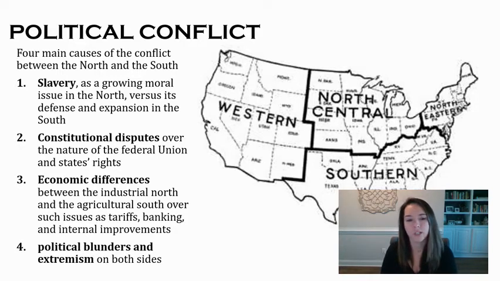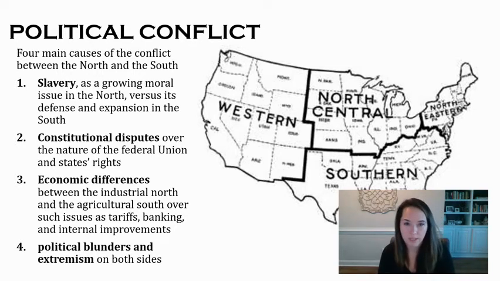Like, do they have the legal right to do it? Most did not think that they did, but they did believe that they had the ability to limit it in the West. And so that's the constitutional dispute. Is it a state's right versus the federal government and how to handle the issue of slavery?